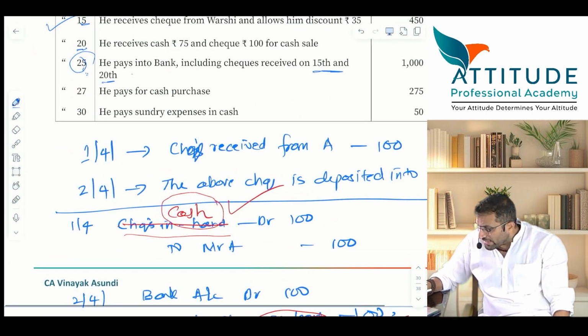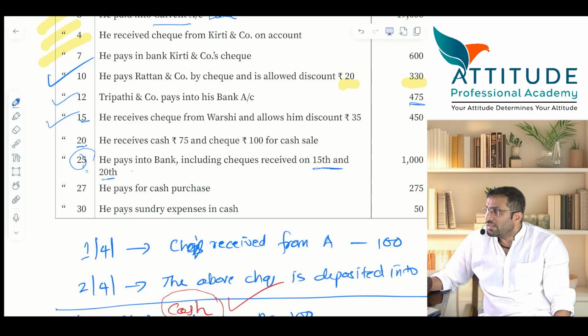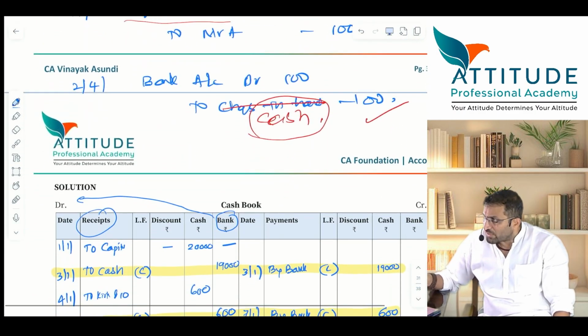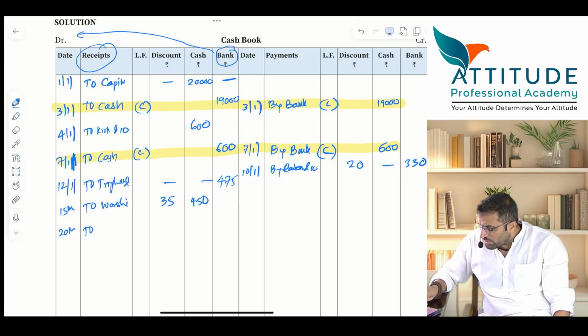Now cash sale हुआ है. देखो इधर देखो. He received 75. He received cash 75 and check 100 for cash sales. So total sales are 175. But how much is cash received? 75. And check received? But entry check received is as good as what? Cash received. So ये देखो, ये क्या है? Cash account debit 20th ना? To sales. Bifurcate करो. Cash is how much? Check is how much? But both will come in cash column.